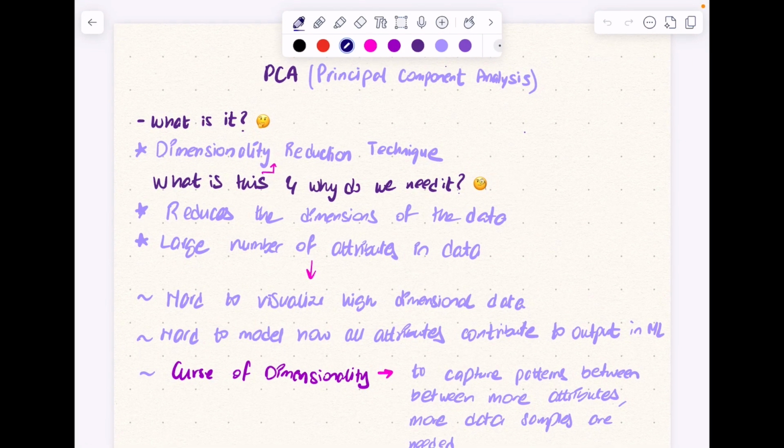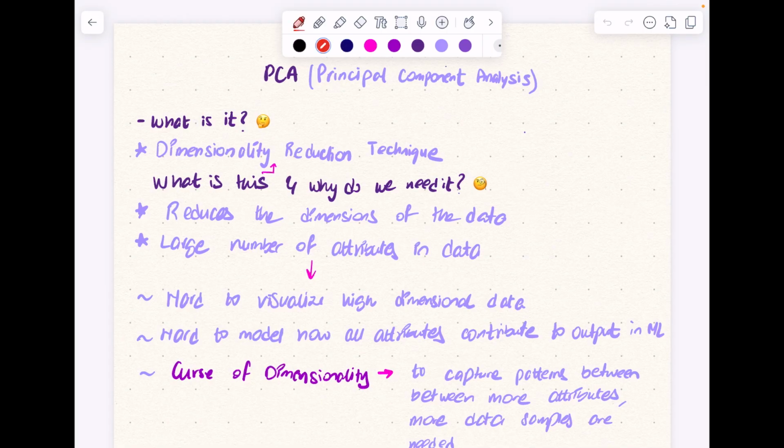Hi, so this video is going to explain PCA, which stands for Principal Component Analysis. So let's start by talking about what is PCA. It's basically a dimensionality reduction technique. Now, what is a dimensionality reduction technique and why do we need something like it? Dimensionality reduction techniques basically just reduce the dimensions of our data.